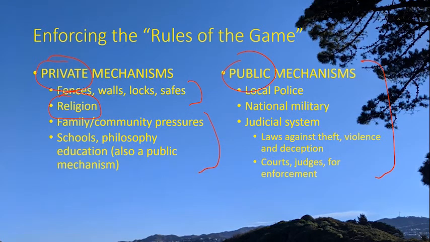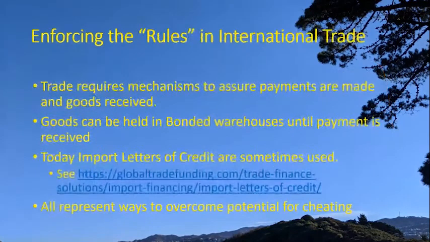But we also have public mechanisms, right? We have local police and we have the military to prevent foreigners from invading our country and taking our goods away from us and our freedoms. We have a judicial system in place with laws against theft and violence and deception and so forth, and mechanisms to point the finger at violators of these principles and to punish them. So, not going into too much detail, just recognize that we have public and private ways of trying to force people to conform to these principles.